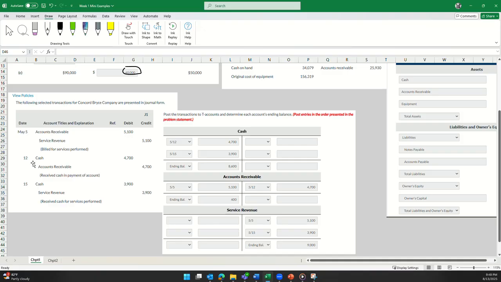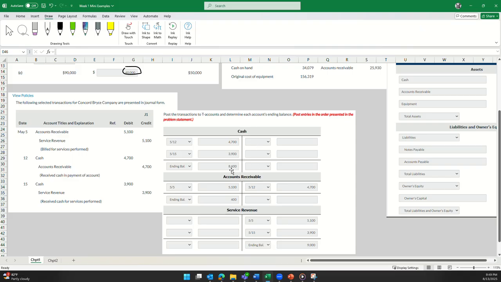See that? On May 12th, cash is debited, accounts receivable credited. Where's cash? 4,700, May 12th, debited. 4,700, accounts receivable credited. On May 15th, we received cash for services performed, so you debit cash 3,900 and you credit service revenue. So we see the debit to cash on May 15th, and on May 15th we see the credit to service revenue.